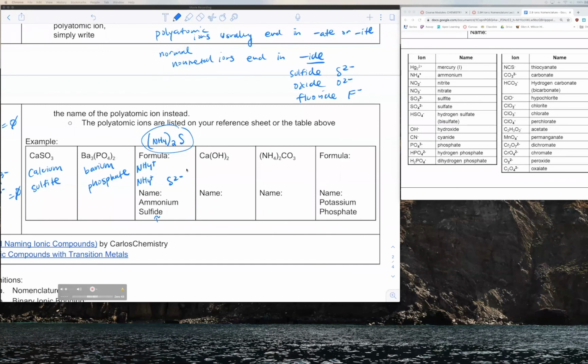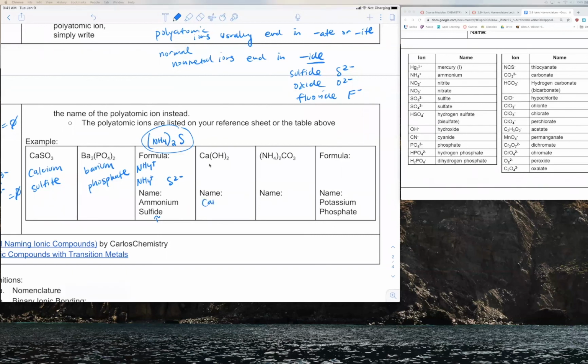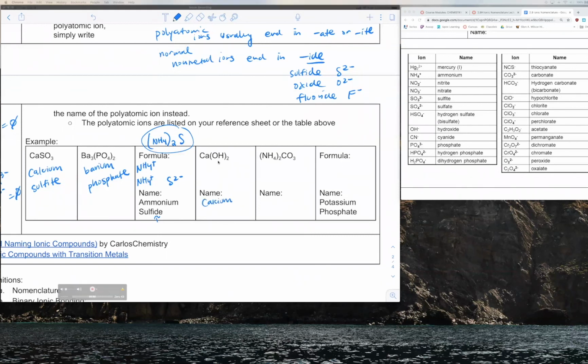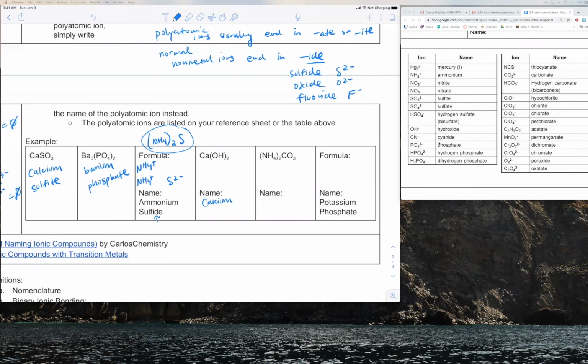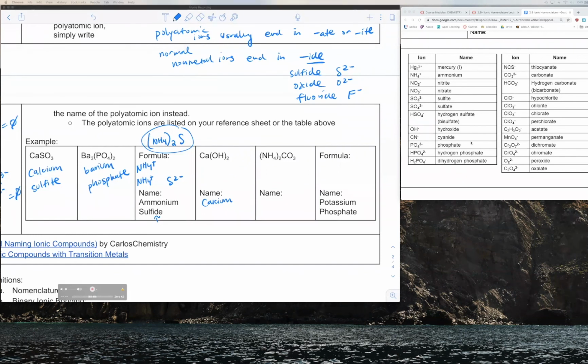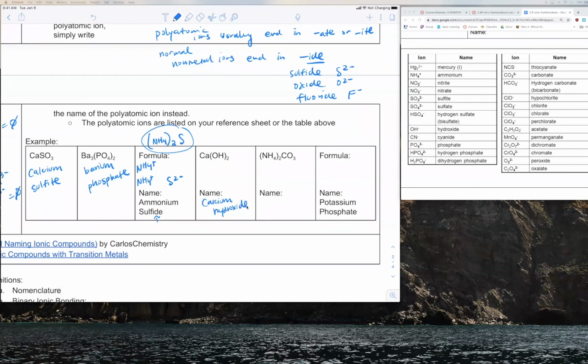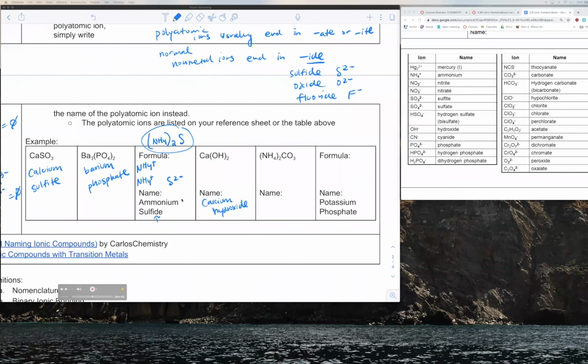Okay, so let's finish this up. Here you have calcium, that's your metal. And then OH twice, again the parentheses tell you that this is a polyatomic ion. If you look, this polyatomic ion would be hydroxide. So all you do is write calcium hydroxide.